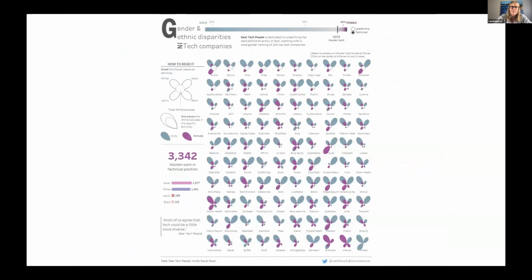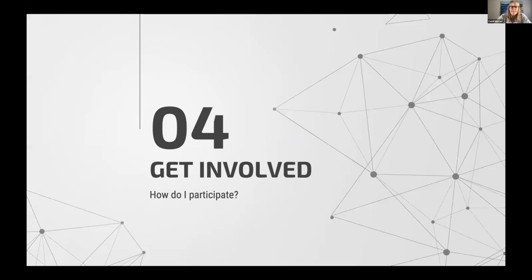This is another one from Dear Tech People, drawing attention to gender and ethnic disparities in tech companies. I think this is probably based on the Fleurlage shapes blogs that they have about using shapes, so I'm sure that's where they got that.